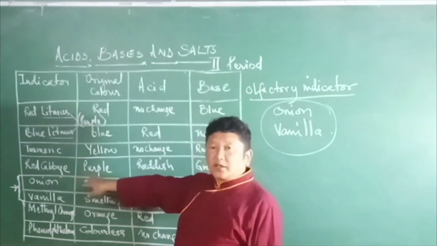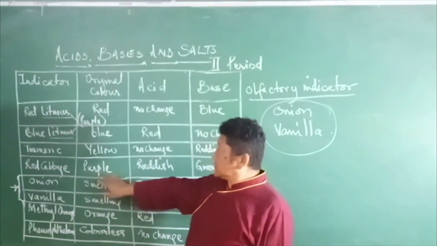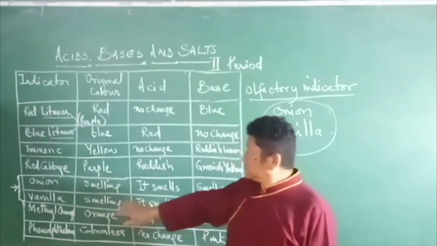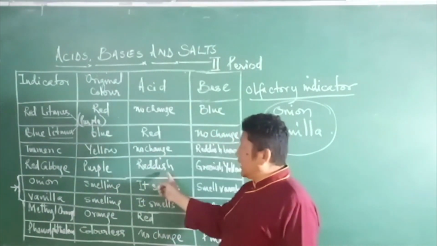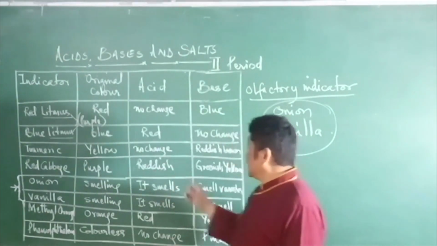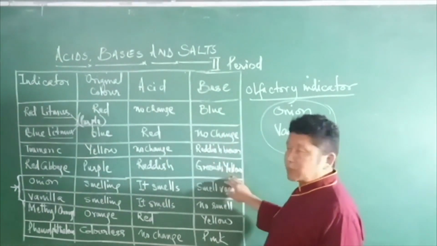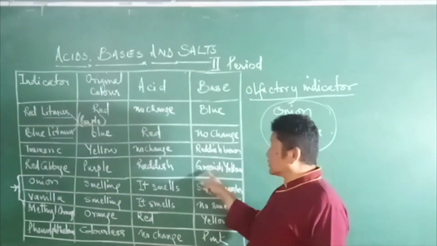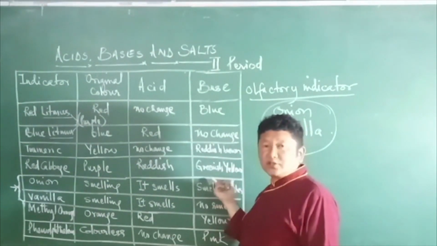Red cabbage, the actual color of the red cabbage extract is purple. But when it comes in contact with acid, it changes to reddish, kind of a red. Then when it comes in contact with base, it changes to greenish yellow.